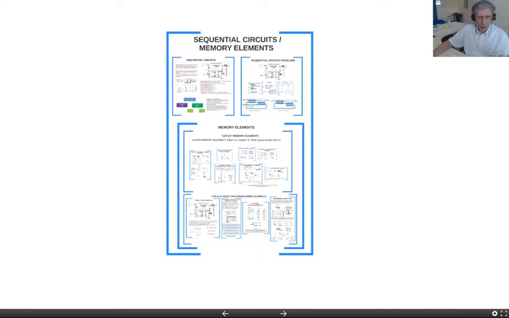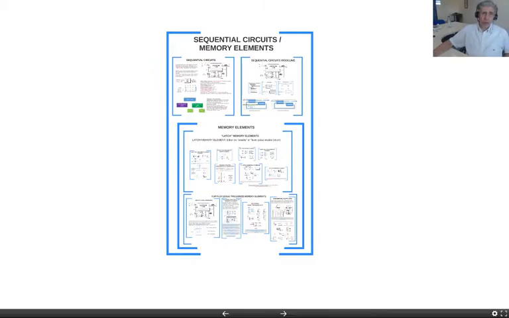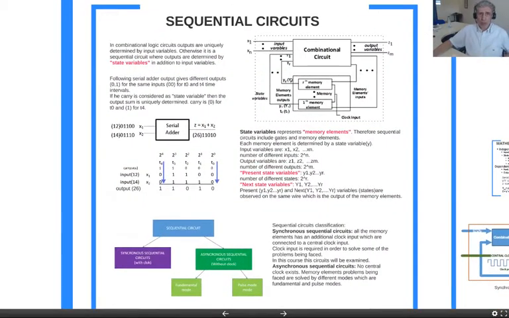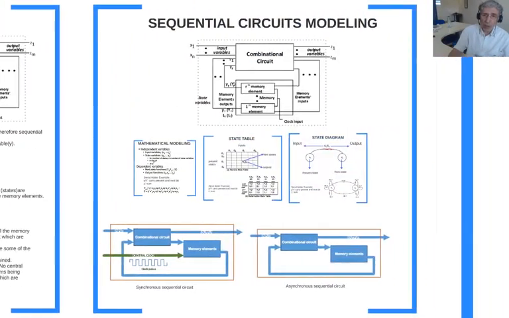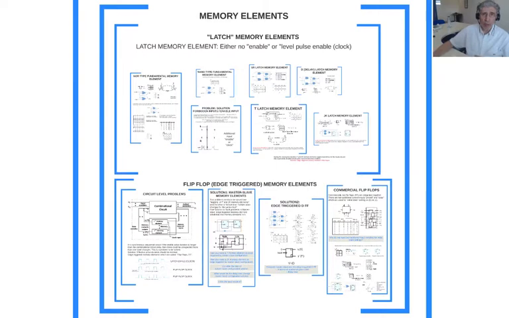In this chapter, chapter 6, we will be examining these memory elements. So how are we going to examine them? We are going to examine the sequential circuits first. This is the general structure of a sequential circuit. We will be examining this, and then we will be seeing three different models to represent a sequential circuit. And then we are going to come to the memory elements. Memory elements are in two different groups.